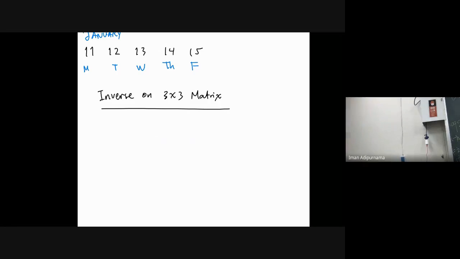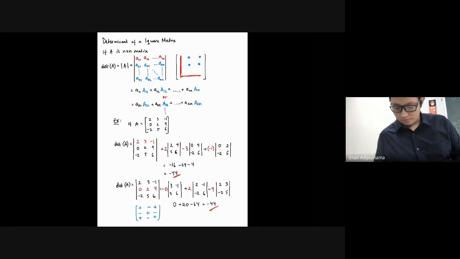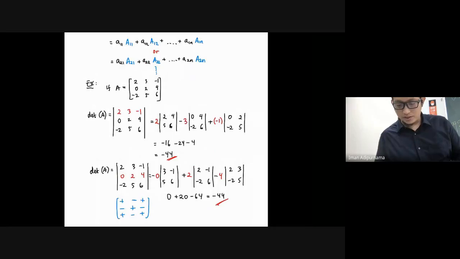Do you still remember how to find the inverse of a 3 by 3 matrix from your high school? Remember? Let me copy the last one. Let's say we are using the same matrix as this matrix A. Let me copy this.